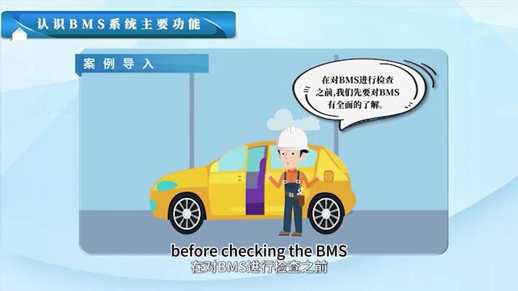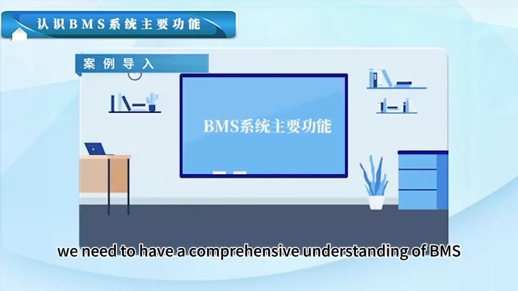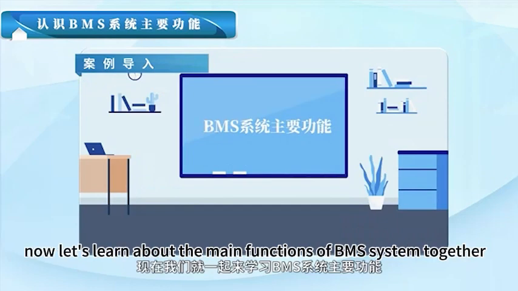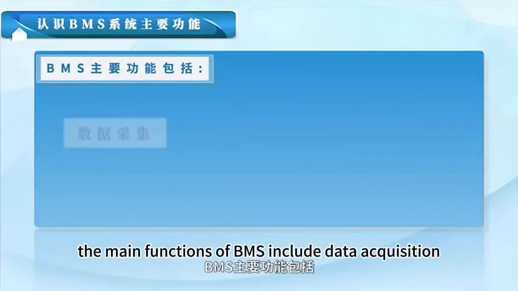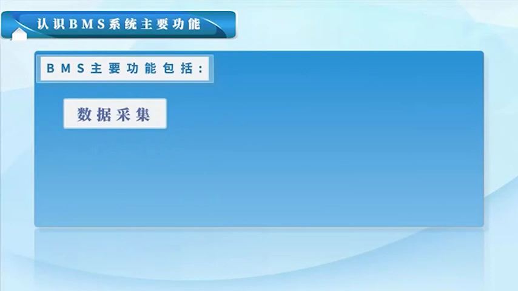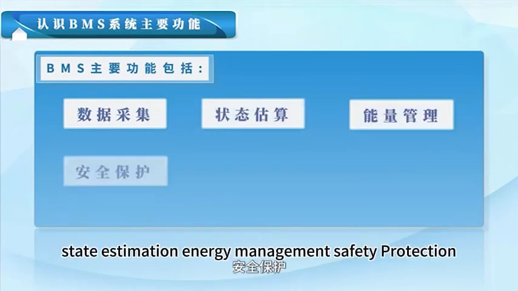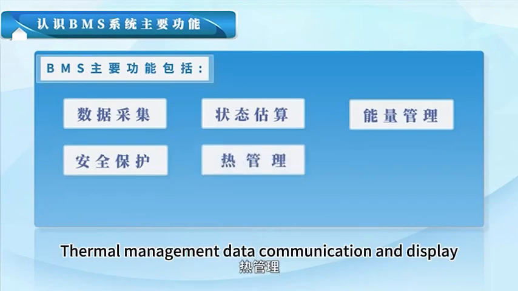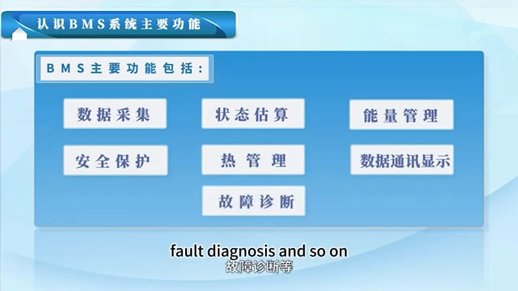Before checking the BMS, we need to have a comprehensive understanding of it. Now, let's learn about the main functions of the BMS system together. The main functions of BMS include data acquisition, state estimation, energy management, safety protection, thermal management, data communication and display, fault diagnosis, and so on.